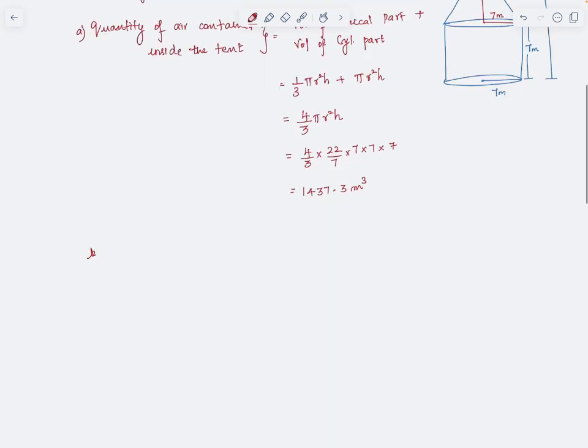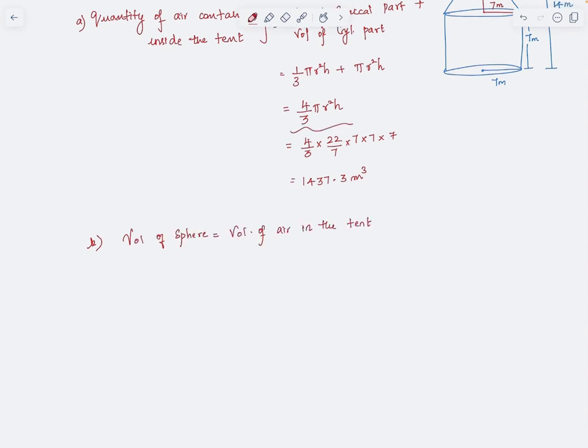Part B, find the radius of the sphere whose volume is equal to the quantity of air inside the tent. Volume of sphere equals the volume of air in the tent. Let the radius of the sphere be taken as capital R. So it is 4 by 3 pi capital R cube is equal to the volume of air in the tent, which is 4 by 3 pi r square h.